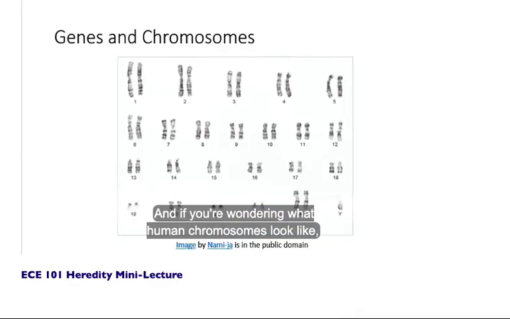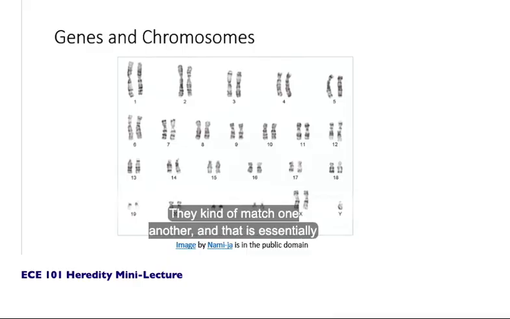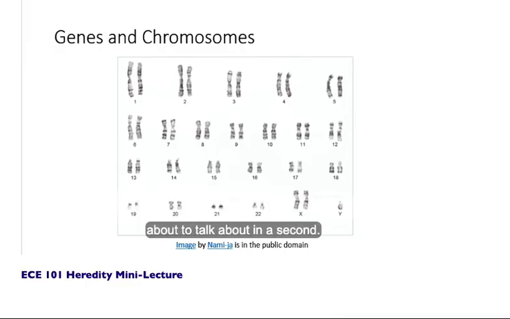And if you're wondering what human chromosomes look like, here is an image. So you can see 22 pairs of chromosomes, and for the most part, those chromosomes look really similar, right? They kind of match one another, and that is essentially because they have genes on each one of those chromosomes that match one another, and that's going to be important for what we're about to talk about in a second.